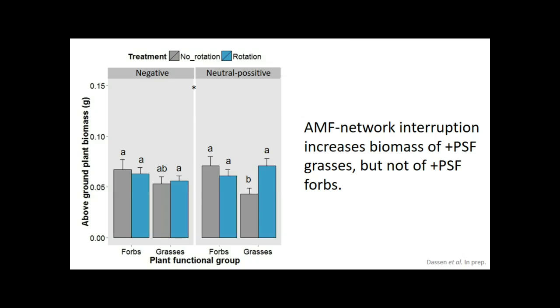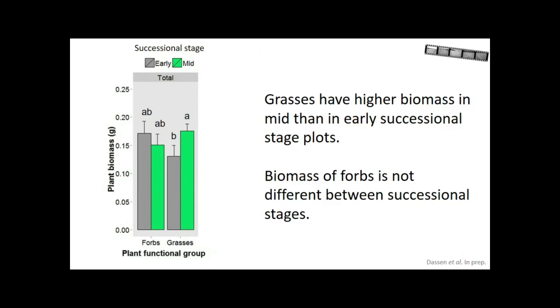However, for the neutral to positive plant-soil feedback plants, we do see an effect of the core rotation. Not for forbs, but for grasses. And we see that when those tubes were not disturbed, so not rotated, they had lower biomass than when I did rotate the tubes. We did not find an interaction between the treatment, so the turning of the tubes, and successional states, but successional states did matter for biomass production, not for forbs, but for grasses. You see that they perform better in mid-successional state soil.